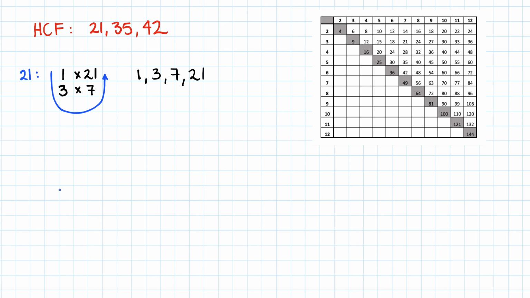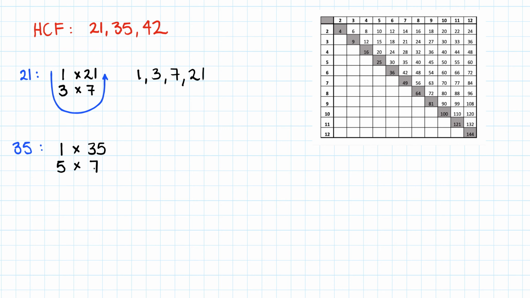So 35, we start with 1 and 35. Then 2 is not even, so it's not going to be a factor. Then 3 plus 5 is 8. 8 is not divisible by 3, so 3 is not going to be a factor. 4, let's look at 4. It jumps from 32 to 36, so no. 5 is going to be a factor because it's finishing in 5. 5 times what? 5 times 7 is 35.